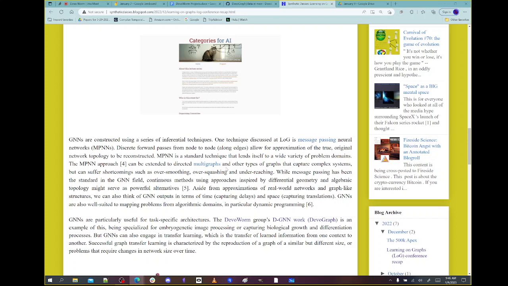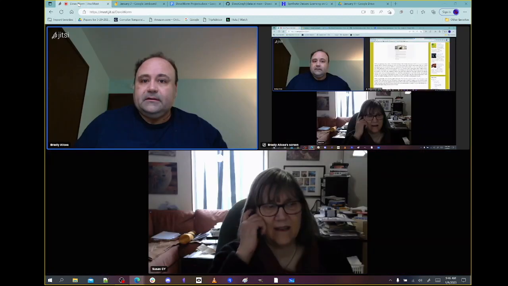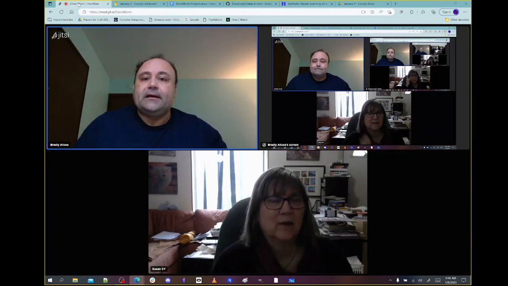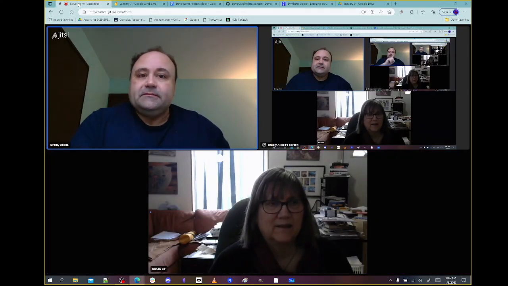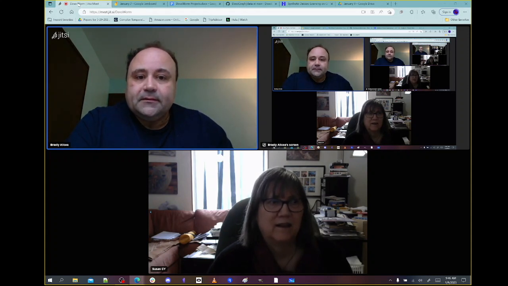And of course, if you're dealing with different types of data, like biological data of different types, you may need to use other techniques. Some of these other techniques are, or may be, inspired by differential geometry and algebraic topology. These would be continuous methods, whereas message passing is usually thought of as a discrete technique. It's a digital technique, then. Yeah, because you're passing.